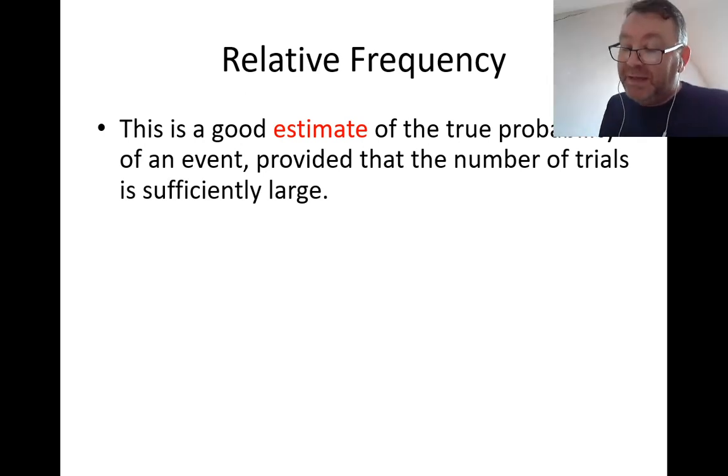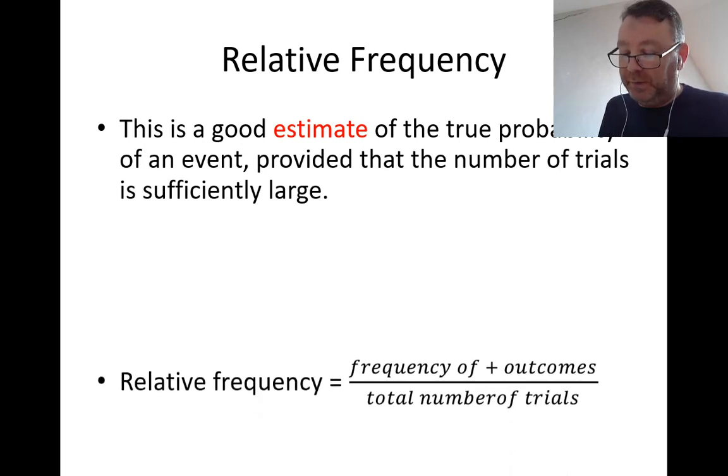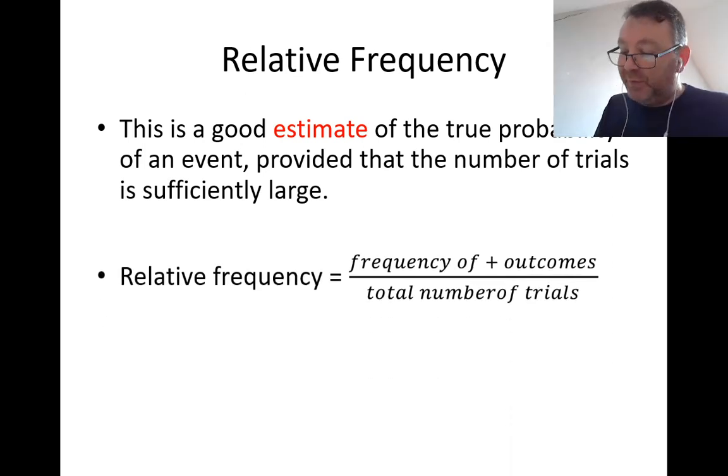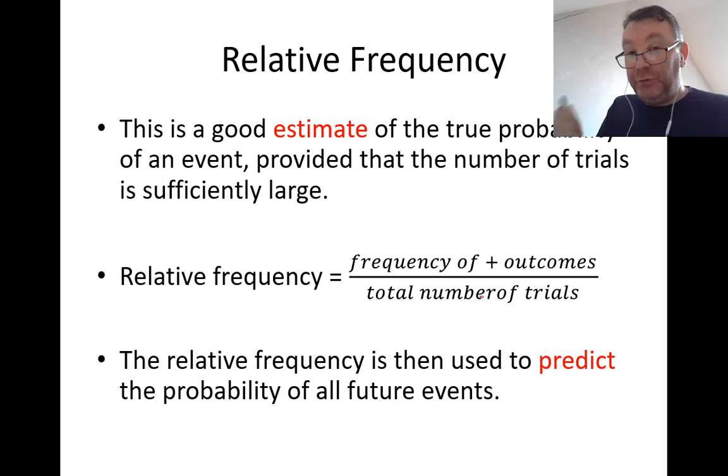The relative frequency is a good estimate of the true probability of an event, provided that the number of trials is sufficiently large. In other words, your past data would have to be quite good and quite substantial. From that, you can get your probability of certain events, and then using those fractional probabilities, you can predict how many times in the future a certain event might happen. As I told you, it's a frequency. The relative frequency is the frequency of positive outcomes, so how many times something happens over the total number of trials. And it's used, as I said already, to predict the probability of future events.